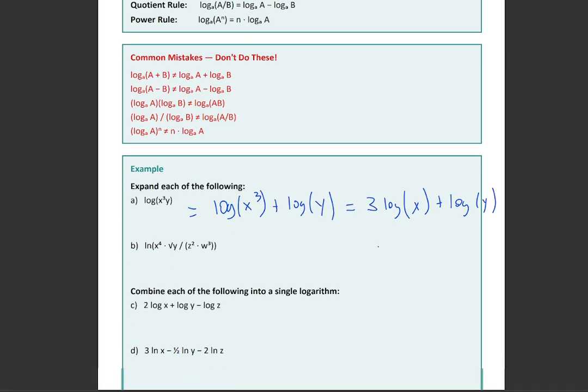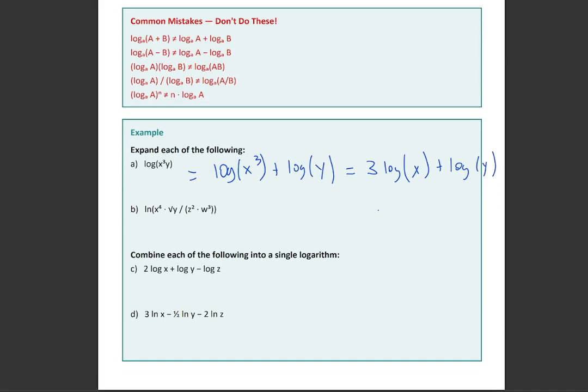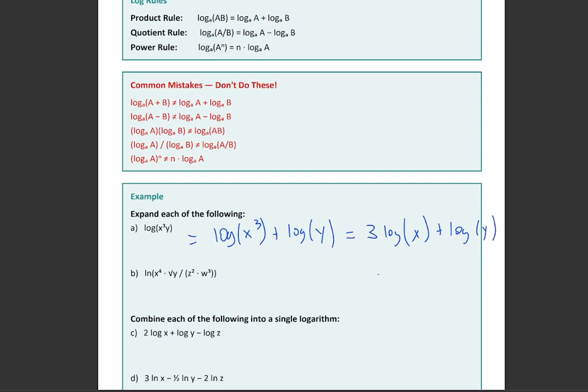Now the next one's a little bit more complicated. It uses natural log, ln, instead of log base 10. Natural log, of course, is log base e, but it all has the same rules. So let's use those. We're going to use our quotient rule first. I'm going to move it so you can see all our log rules. So if we use our quotient rule first, and I have x to the 4 times root y divided by z squared times w cubed, it becomes ln of x to the 4 times root y minus ln of z squared times w cubed. So we use that rule first.